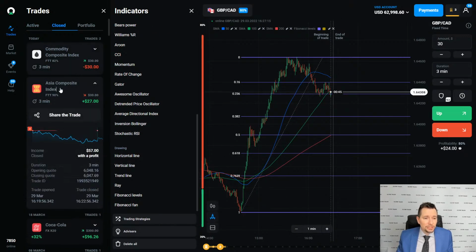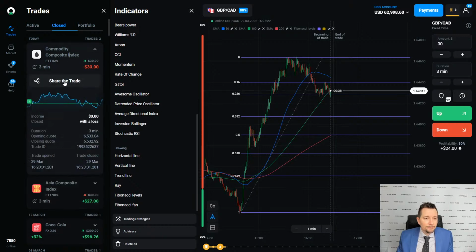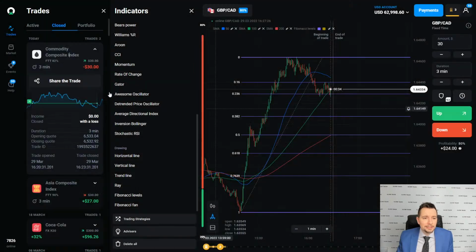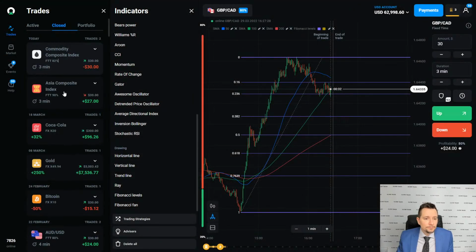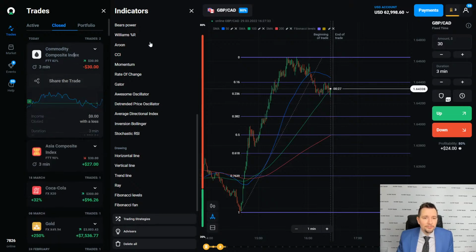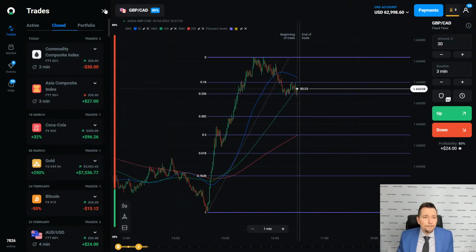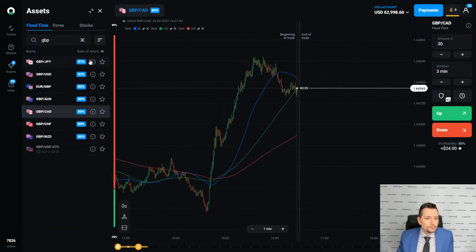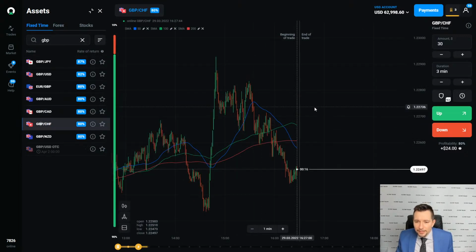So the first trade actually went through. The Asia Composite went through. We had a profit of $27. The commodity index did not. That's okay. Let's look for another trade that we can find today. Perhaps it will cover our losses. So for the British pound, right now I don't see any good entry points.